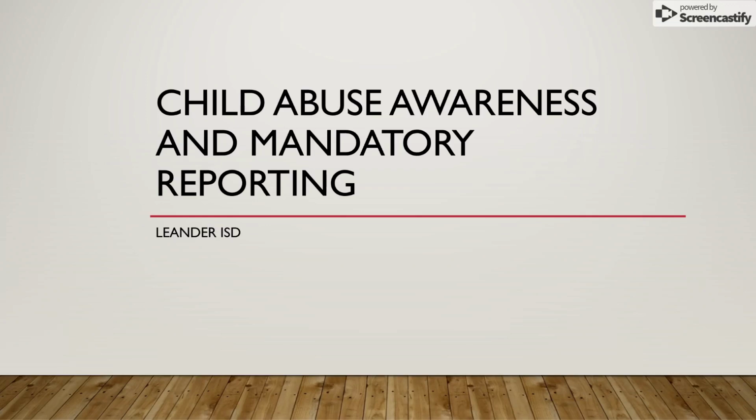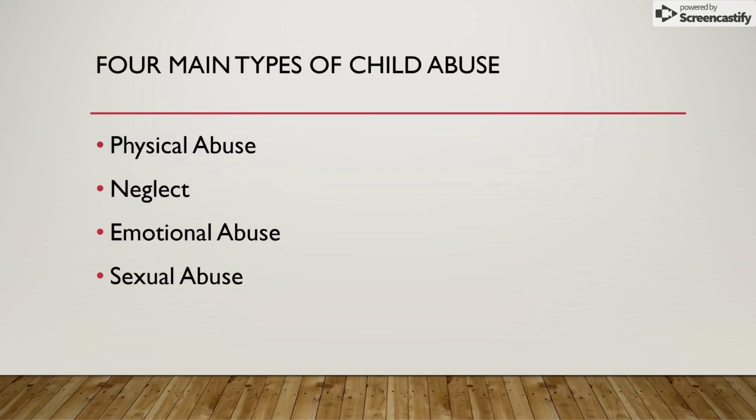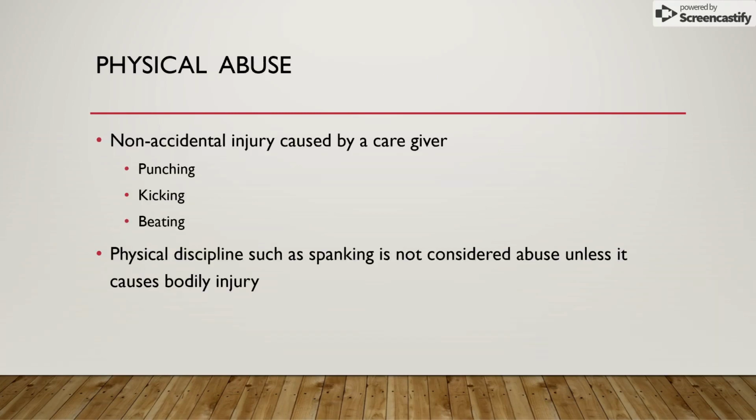This training is designed to provide you with an awareness of the signs of child abuse and how to report it. There are four main types of child abuse: physical abuse, neglect, emotional abuse, and sexual abuse. Physical abuse is the non-accidental physical injury of a child by a parent or caregiver. This could include punching, kicking, or beating.